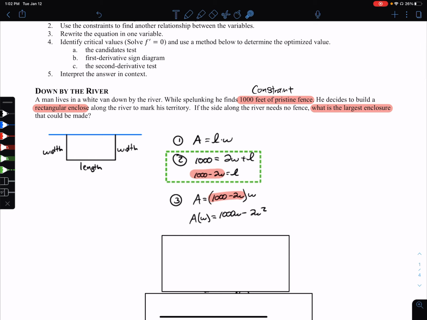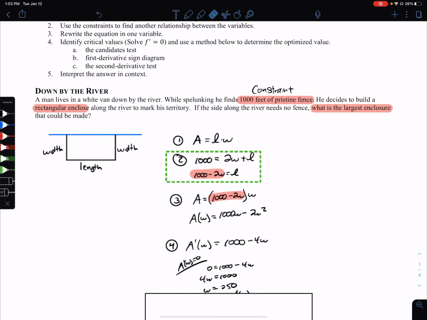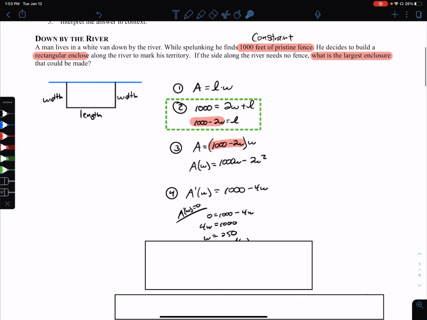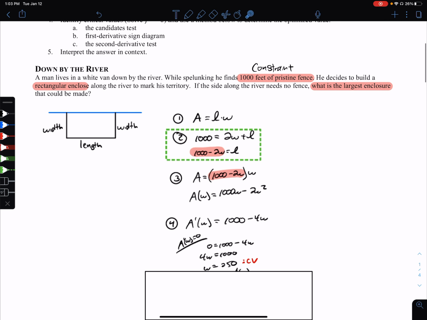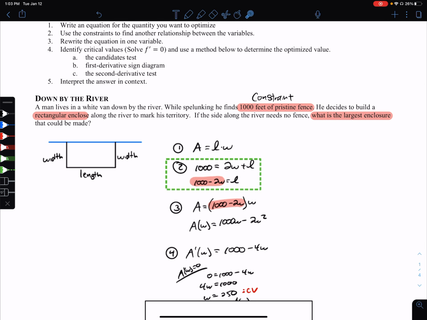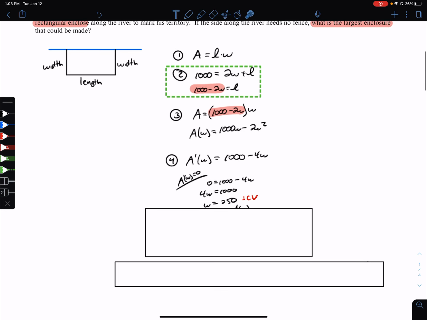Step 4, identify critical values by taking the derivative and setting it equal to 0. So if we take the derivative of A of W and we set it equal to 0, we will find that the width of 250 is a critical value. We then want to take that critical value and determine, is this a maximum? So we're going to use the candidates test. Or we could use the first derivative sign diagram or the second derivative test. We're going to use the candidates test for this one.